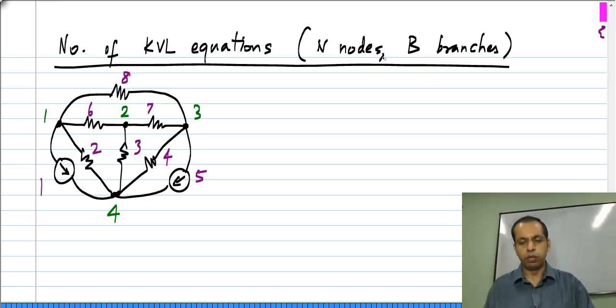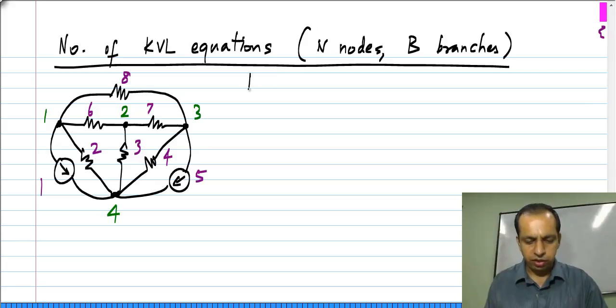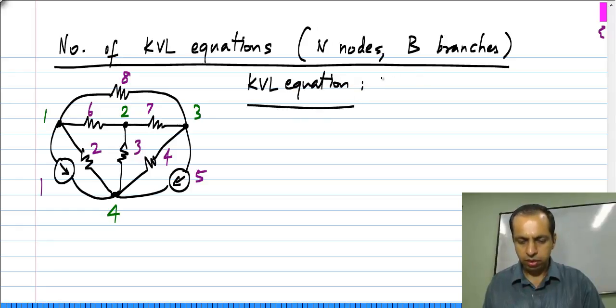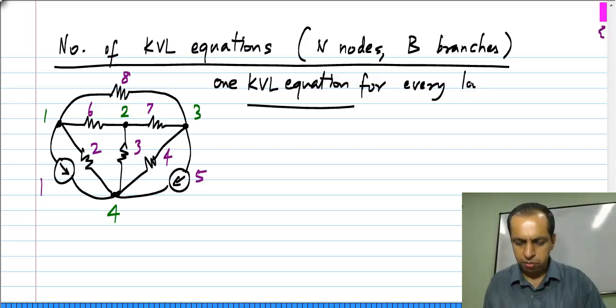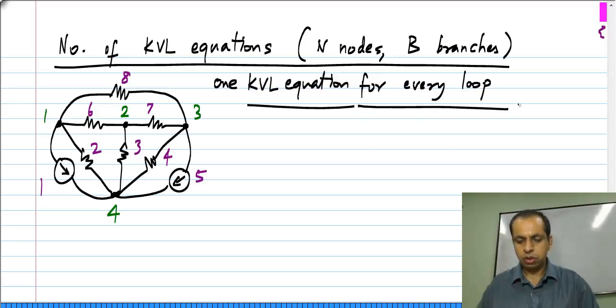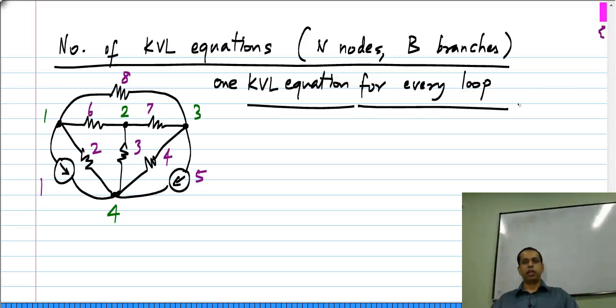So, now how do we count the number of KVL equations? First of all, we write KVL equation around loops. So, there is one KVL equation for every loop. And we have to find the number of independent loops.